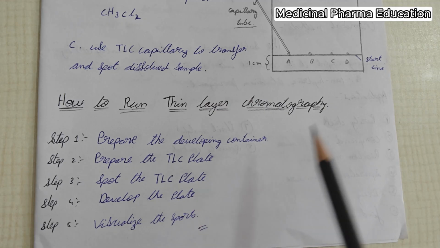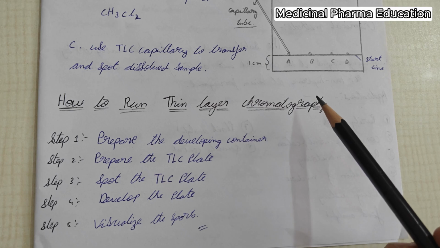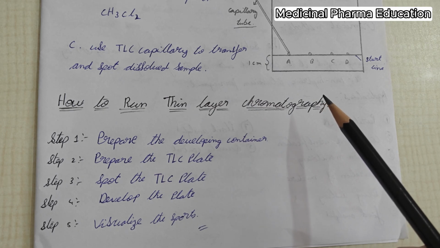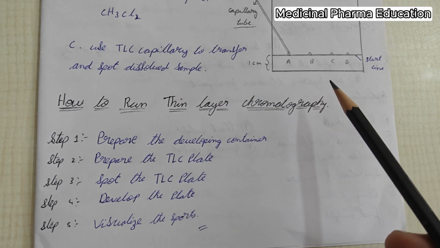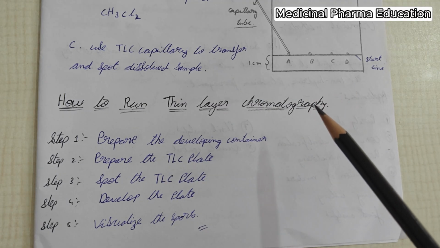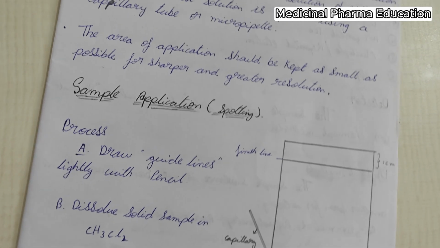The mobile phase travels based upon the type of technique, which we will discuss next. Based upon the type, it moves ascending or descending, one directional or two directional. There are several types we will discuss next. And lastly, we will visualize the spot. These are the processes.